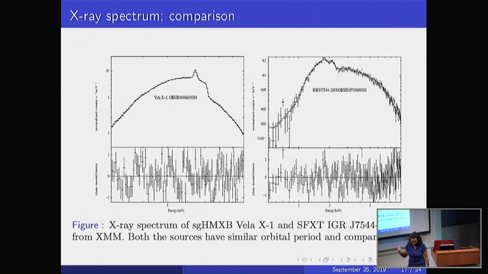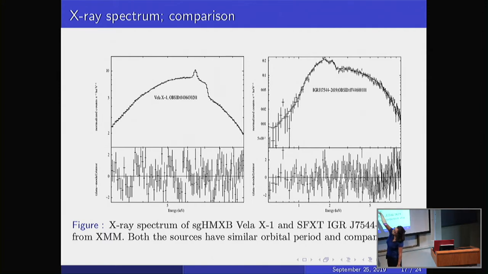This prompted us to carry out spectral analysis of all the SFXT systems and all these persistent systems together using the XMM and Suzaku data. For comparison, I showed two different systems here. This is the persistent system and this is the transient system. They have similar orbital periods, everything is similar, but look at the X-ray spectrum, and note that this starts from 3 keV here. So 3 keV should be somewhere here. Look at the shape of the X-ray spectrum from 3 to, let's say, 10 keV.